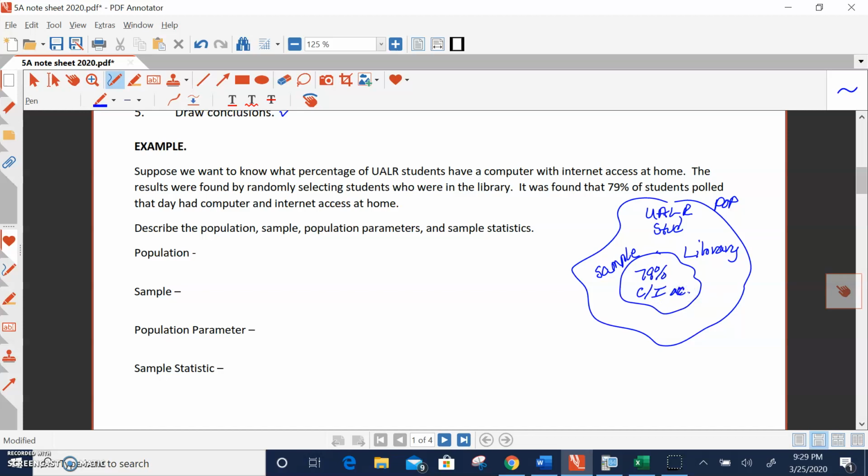Okay, so let's just identify what's the population. This picture kind of helps us. It's the UALR student body.